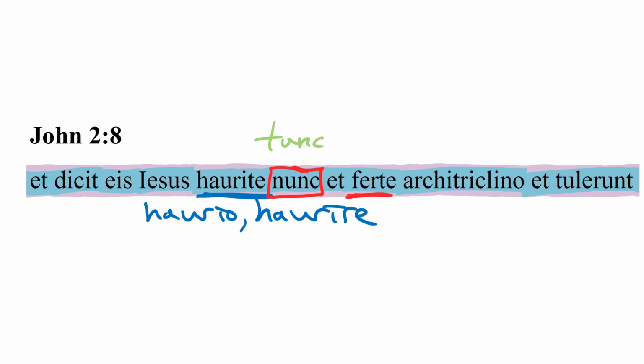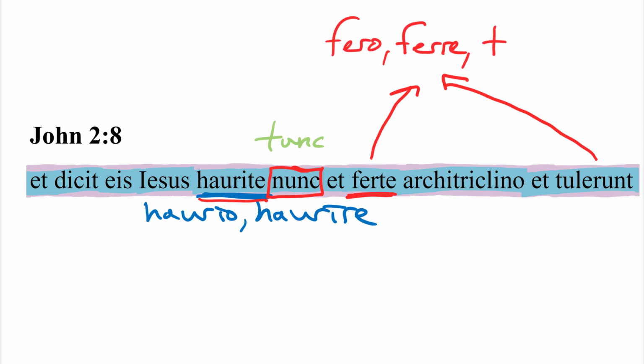Et ferte, here we have another second person plural imperative, just like haurite. Ferte, as well as tulerunt, are from the same verb. Do you know it? Fero, fere, tuli, latum. As you can see, this is an irregular verb here, with some surprises for us if we haven't memorized this. In order to recognize it in the perfect tense, you've got to remember that this is our third principal part. This is one of the very good reasons that we learn the principal parts and memorize them so that we're able to recognize these words when we see them.